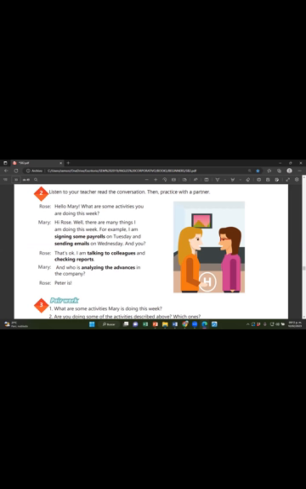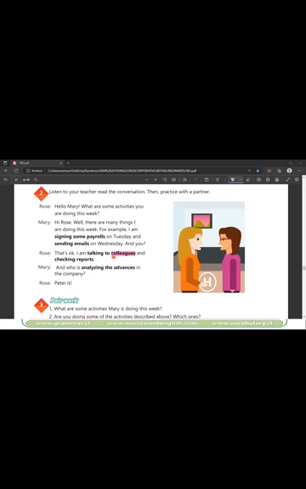Well, let's see some words that actually gave you some problems. Okay, let's start with colleagues. Colleagues. And here, it's practically a long word, but there are only two sounds. Practically two syllables. Colleague. I'm talking to colleague.